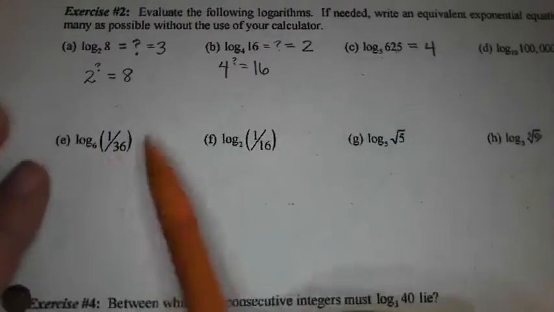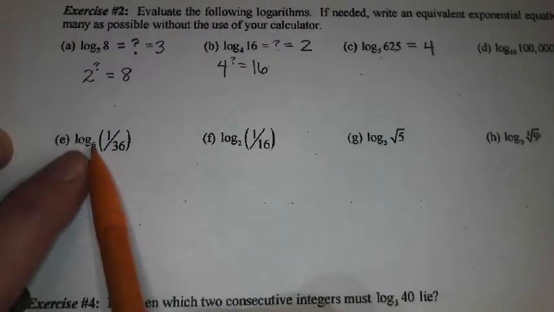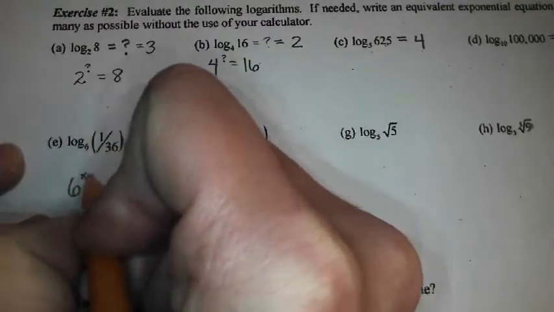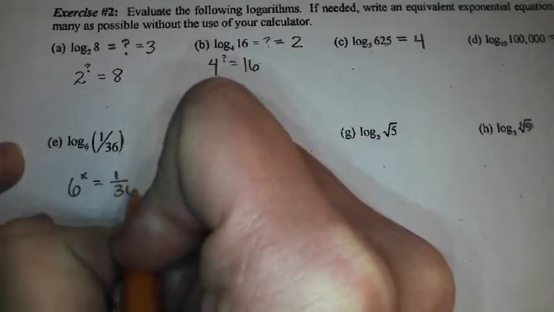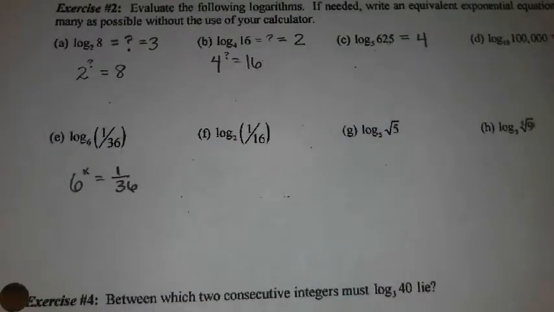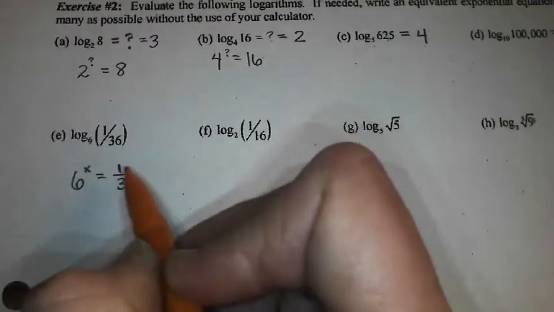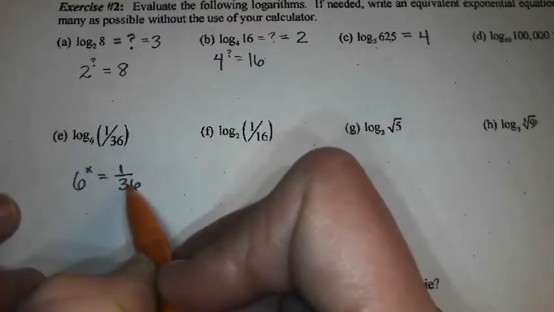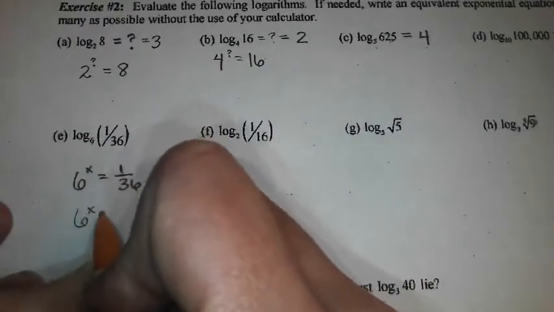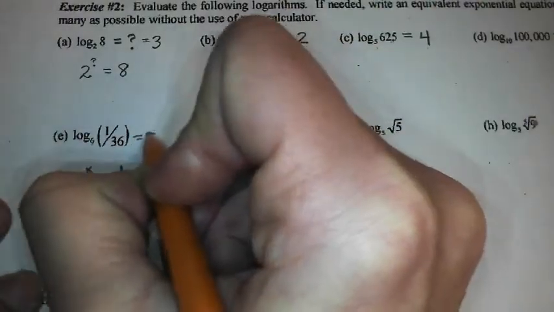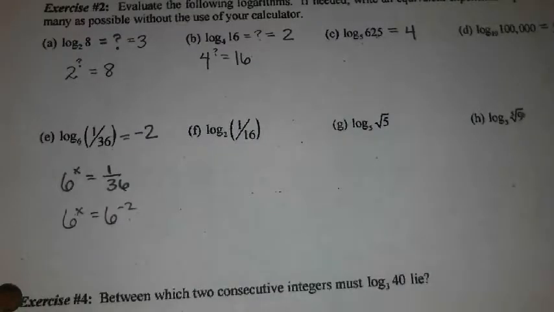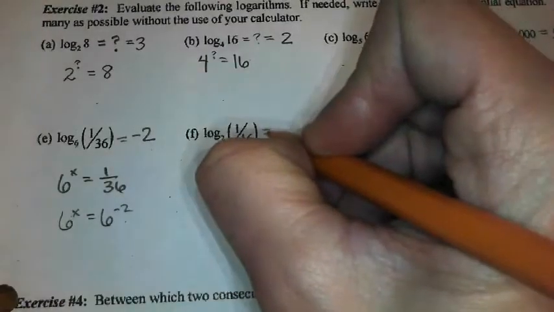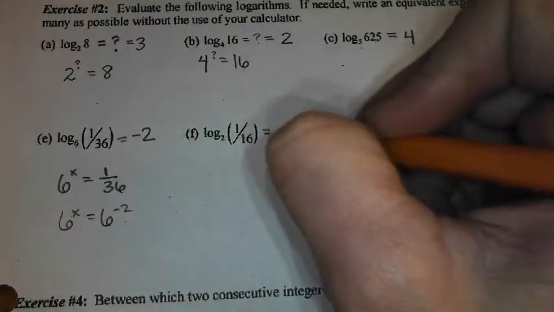Here's a good one. 6 to what power equals 1 over 36? And we're a little bit better at that now because we saw some of that yesterday. Yeah, if you didn't know it was -2 right off the bat, you could obviously make this 6 to the -2 based on what we did yesterday, and then you know that x is -2. 2 to what power is 1/16? -4, great.